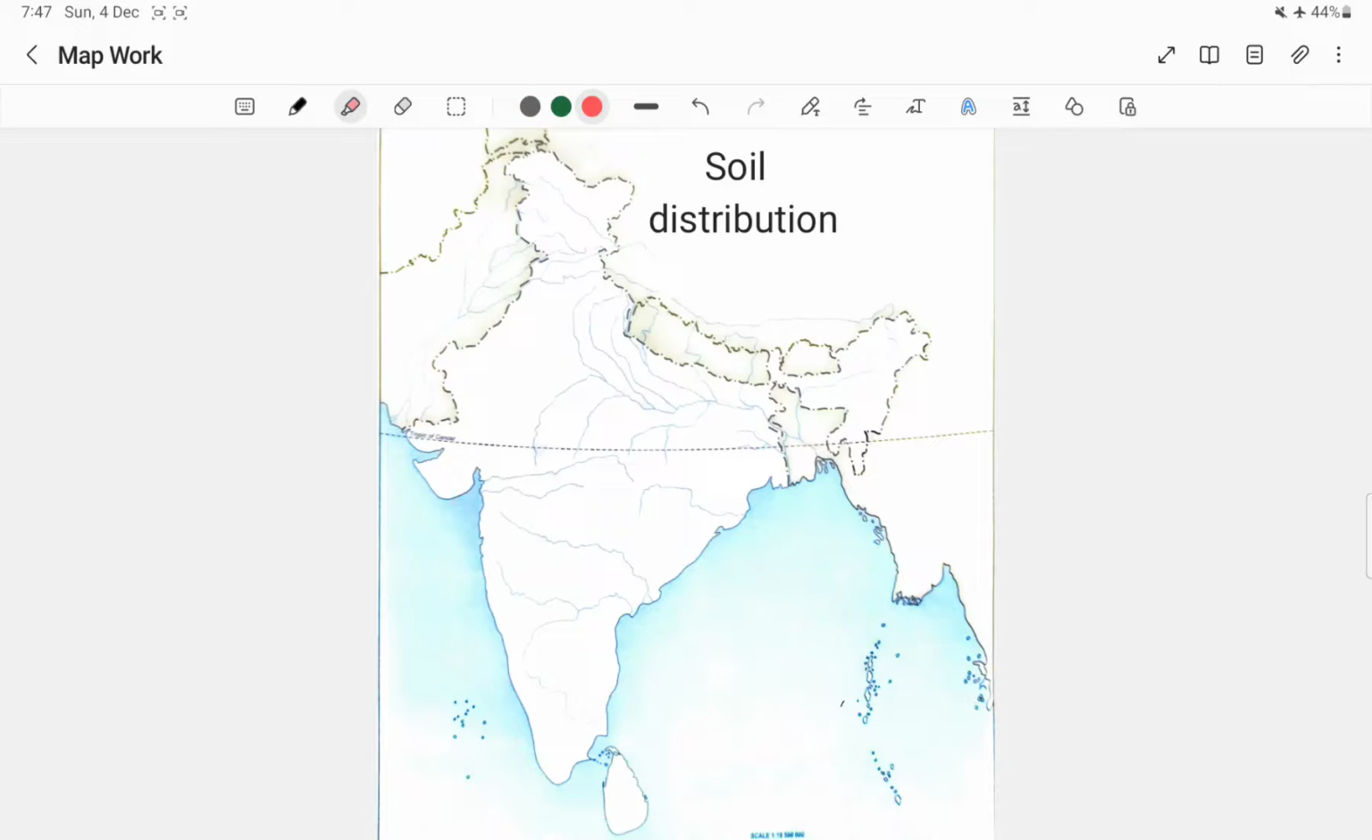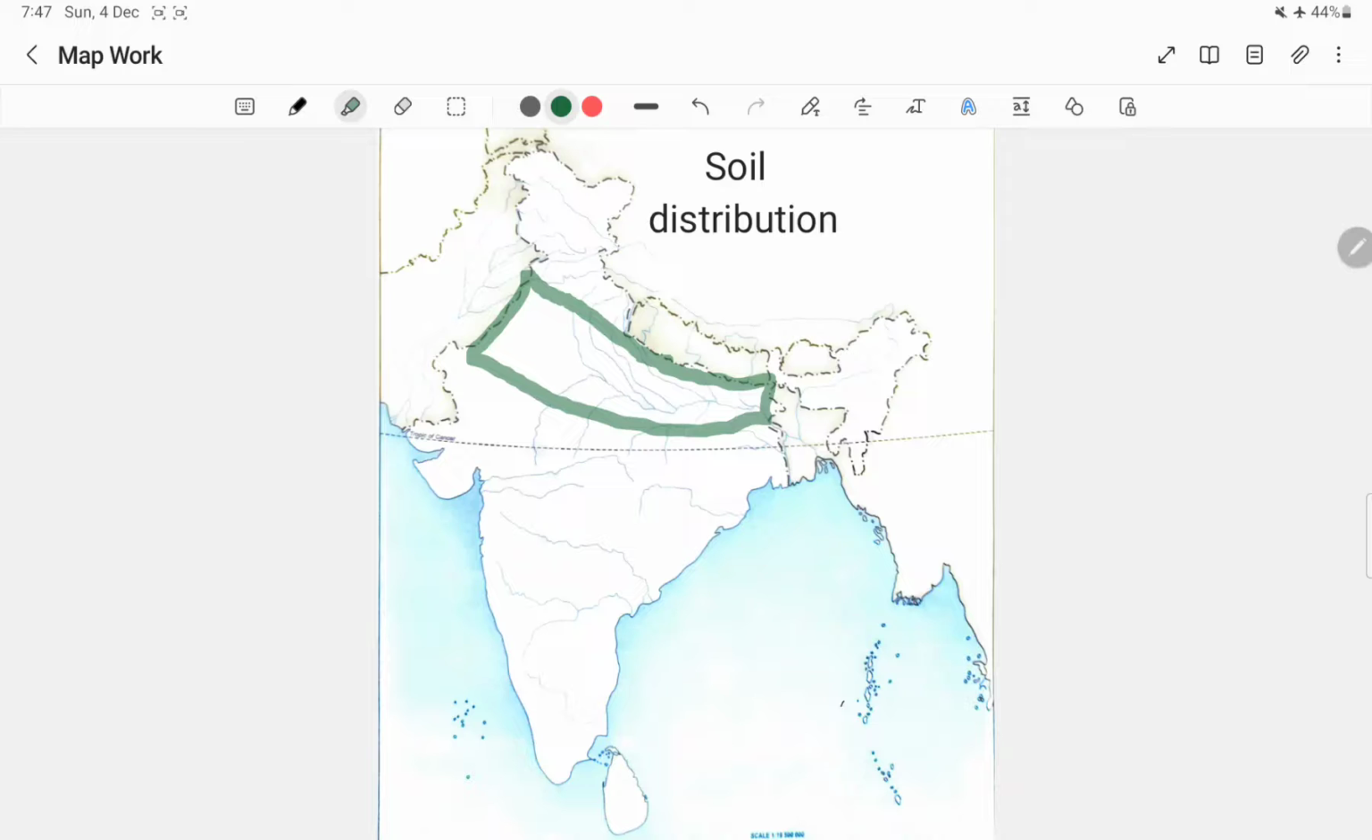And in board exams, we only need to mark the main patches of the soil. So in our syllabus, as you already know, it is alluvial, black and red soil. So let's start with the alluvial soil only. For marking the alluvial soil, I will use green color conventionally. So this will be the alluvial soil main patch.